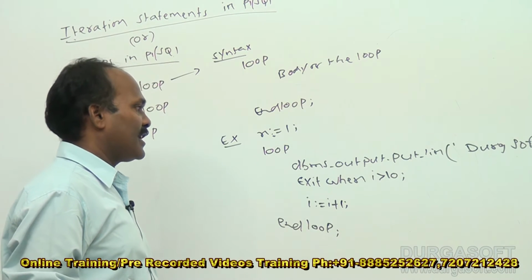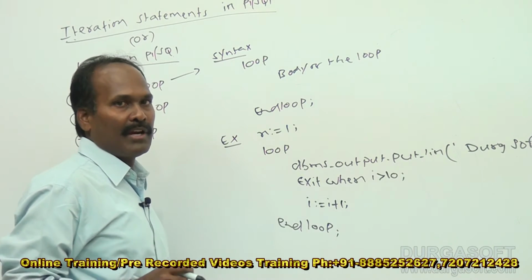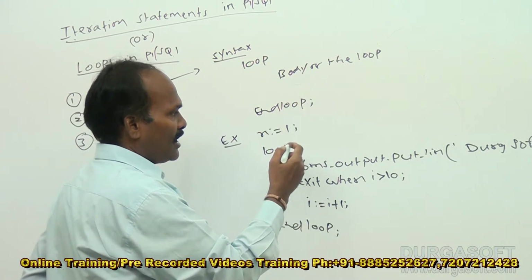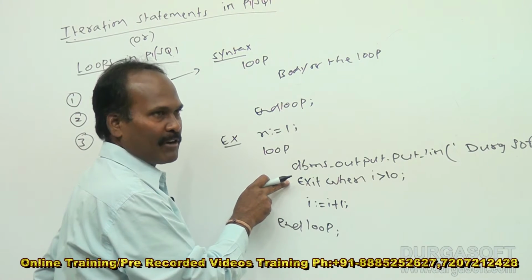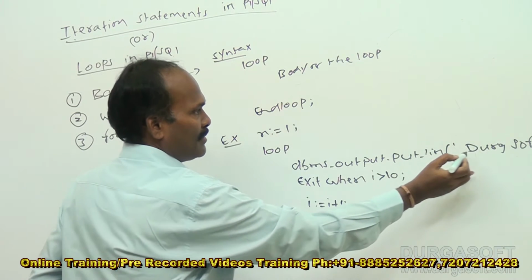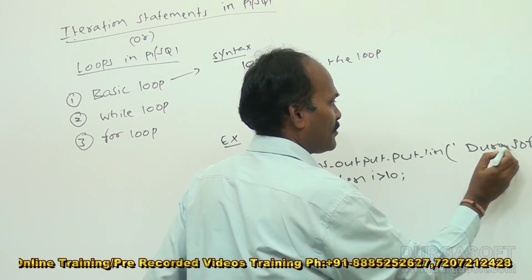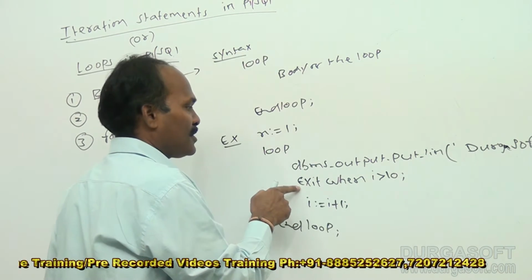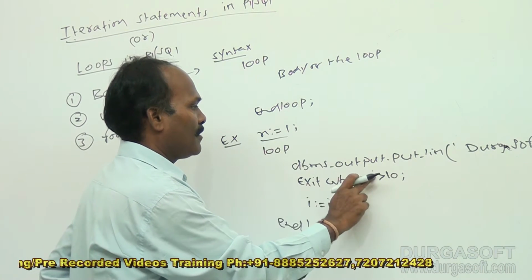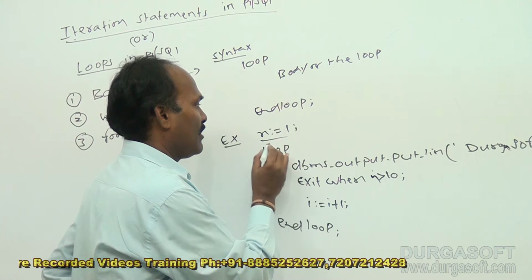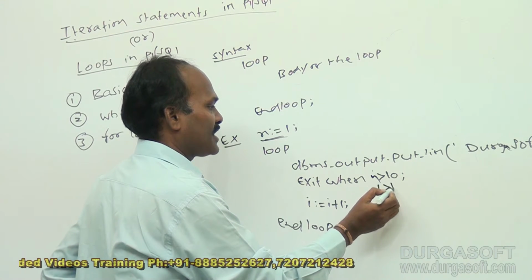How it is printed 10 times, I will show. First I initialize the n value to 1, and automatically without checking any condition the flow of control enters the loop. First time DURGASOFT is printed. After printing, it checks this condition. The current value of n is 1. It checks whether 1 is greater than 10.